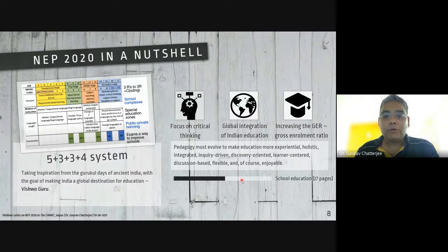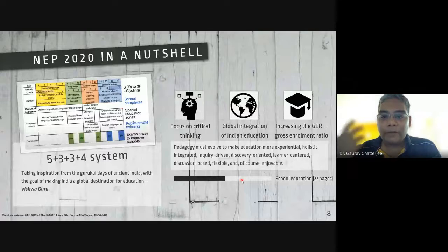Now, if you try to do a post-mortem of this document, the draft version was 484 pages. And as we know, with 400, 500 page policy documents, they become very glorified pillows. So instead of making them glorified pillows, it is better to come up with a concise document. So the government came up with a concise document of 67 pages. This NEP 2020 is 67 pages, out of which 27 pages are dedicated only to school education. So almost 50% of the policy is concentrated on school education.